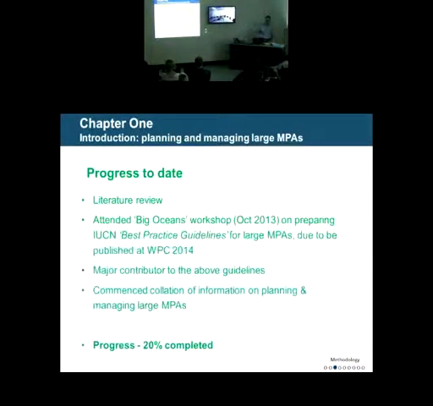In terms of progress in this chapter, I've started my literature review. There's a group, as I said, called Big Oceans, and they had a workshop recently, and they're preparing best practice guidance for large MPAs around the world. They're hoping to launch that next year at the World Parks Congress in 2014 in Sydney. So GBRMPA is a major contributor to those guidelines, and I've commenced collating information. So I think I'm about 20% on that progress on that chapter.